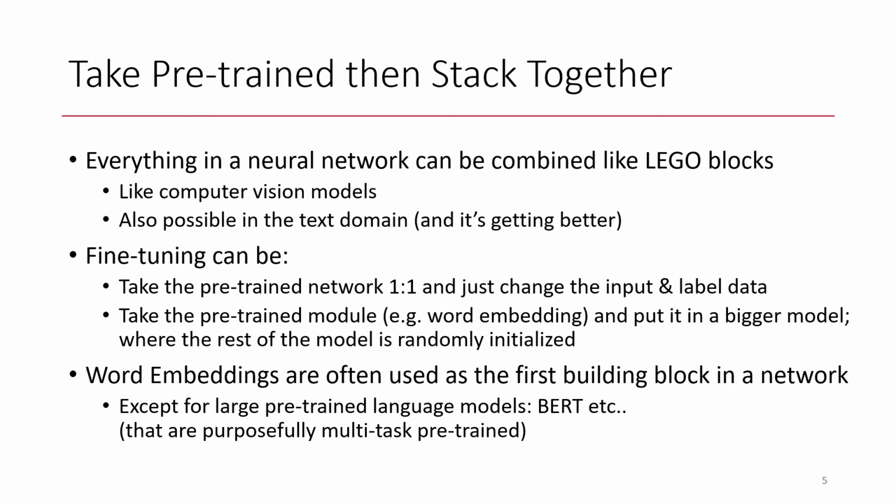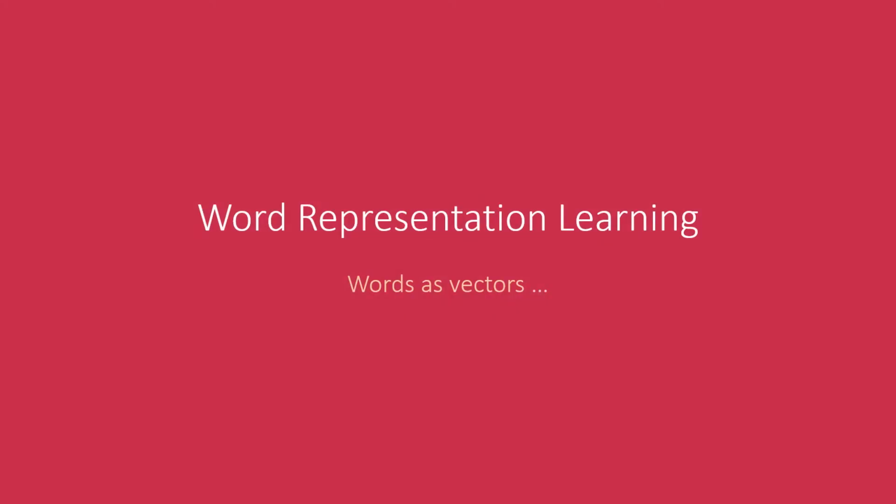And word embeddings are often used as this first building block, and in contrast to that, more recent large pre-trained language models such as BERT are purposefully trained on a multitask setup, so you don't need to come up with an extra model in many cases on top of BERT. For the big picture information, let's have a look at the actual word representation learning. So how do we transform our characters into vectors?